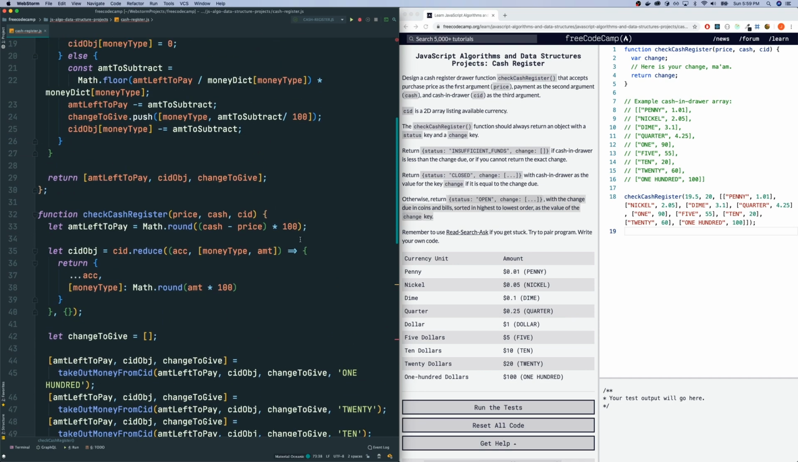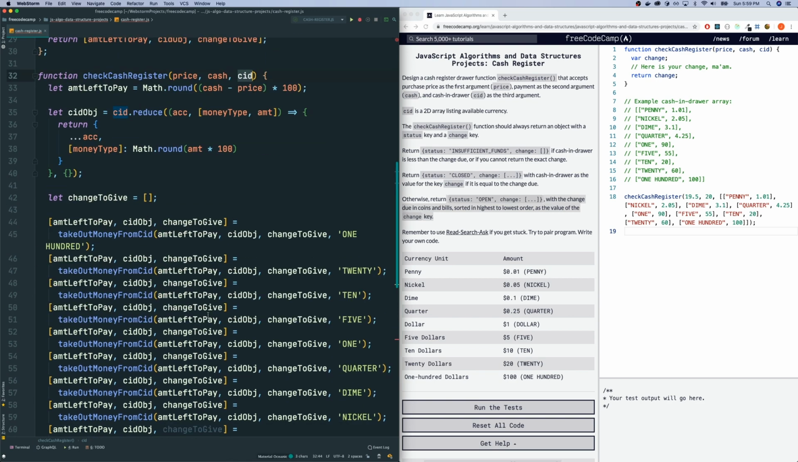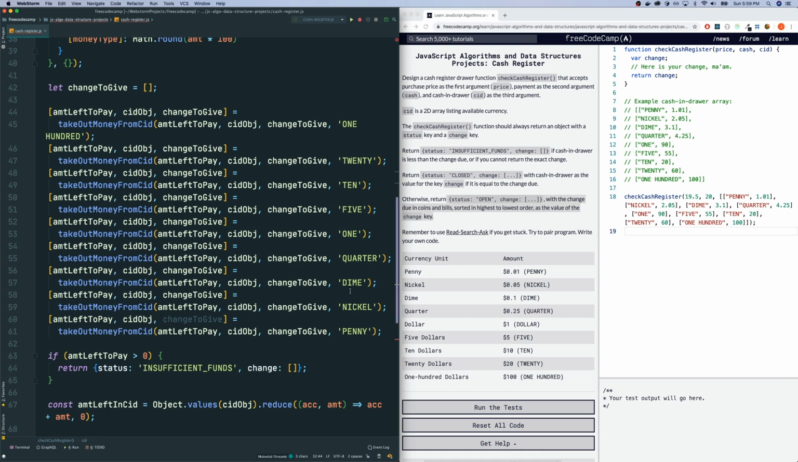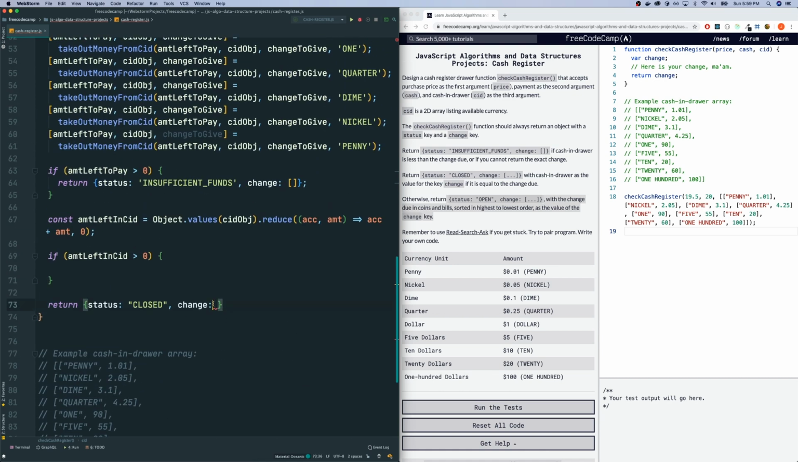Now, remember we passed in the CID into our function. We never actually altered that function. We just made a new CID object, which we altered, but we never altered the original CID array of an array. So what we can do here is just return our CID, and that should work. All right, now within the open situation, this is what we're going to do. Let's see.